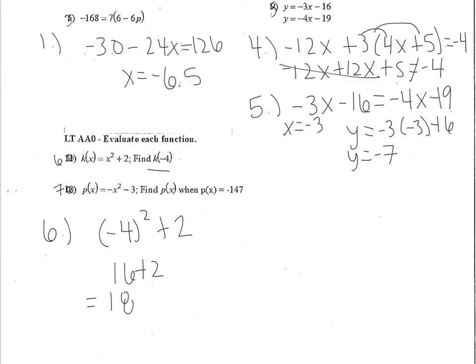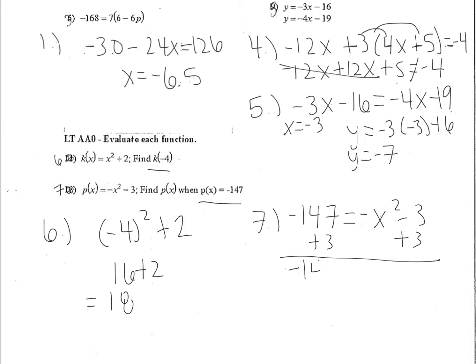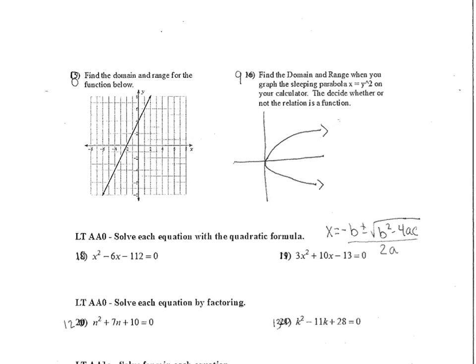On the other side, when it's p of x equals that, I do something different, and I set negative 147 equal to negative x squared minus 3. I'm going to add 3, and I get negative 144 equals negative x squared. I divide by the negative, so then I get x squared equals 144. I take the square root. There are always two answers. So I get x equals 12 and negative 12. So these are just some great review problems. I'm going to continue going onwards.